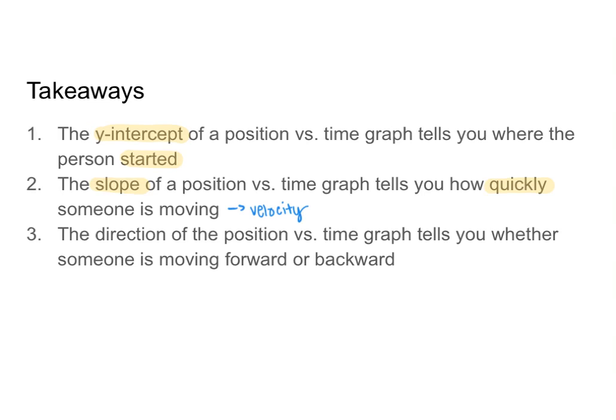Finally, the direction of the position versus time graph. So that's whether it's uphill or downhill. So whether we're moving uphill, and I'll go ahead and draw what that looks like, versus downhill. A graph like that will tell you whether someone is moving forward or backward. So that direction of that graph is going to tell you the direction of their motion.